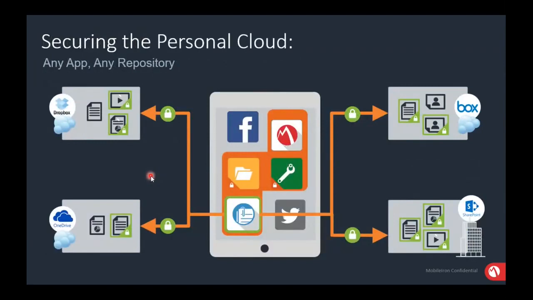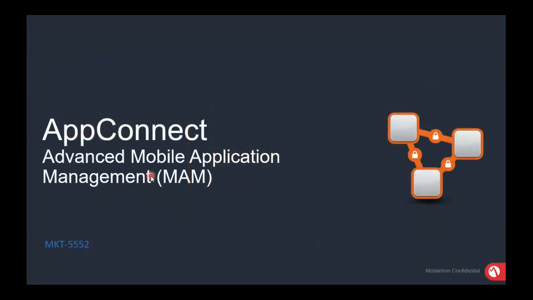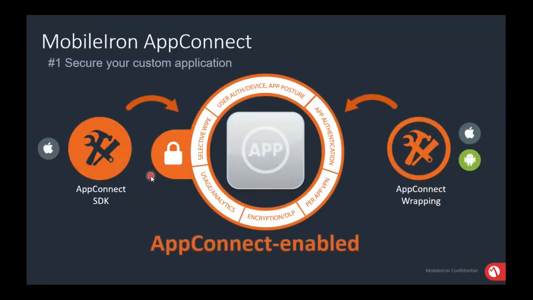And you can also use Docs at Work to connect to the cloud resources, Box, SharePoint, Office 365, and even Salesforce. App Connect is a terminology used by MobileIron. When I say App Connect, by default, all App Connect apps will connect to Sentry. The default MobileIron App Connect apps are Email Plus, Docs at Work, and Web at Work.